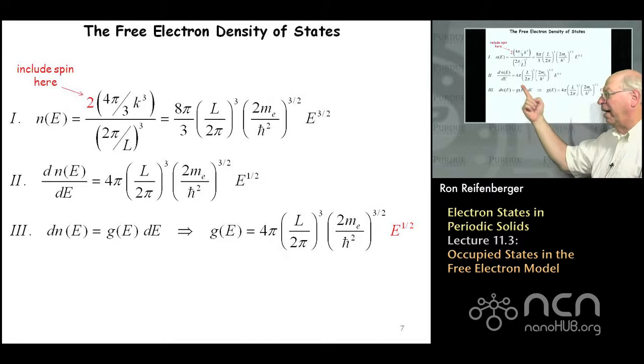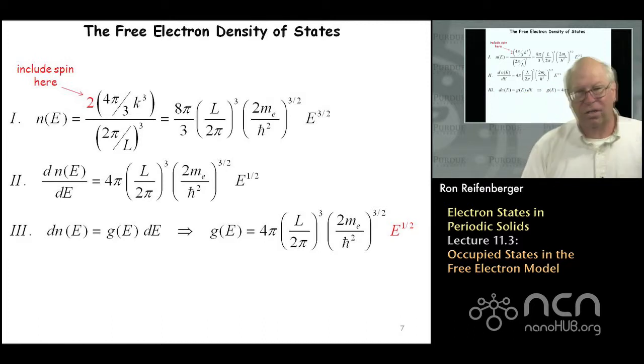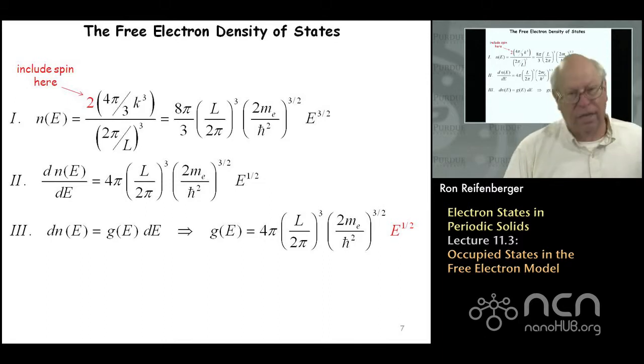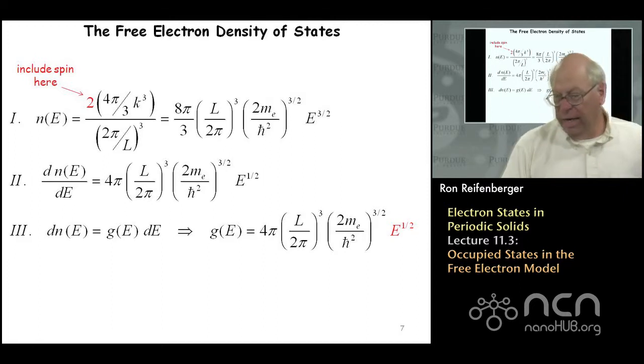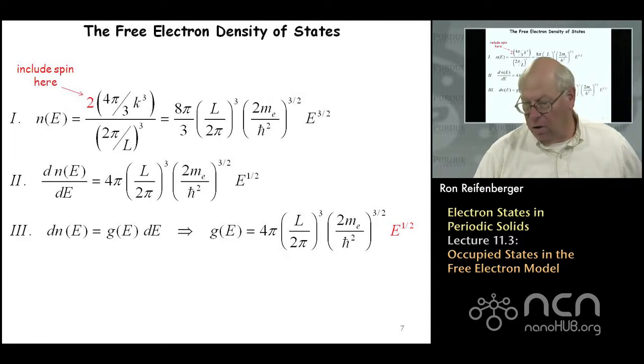And by just direct examination, we now have an explicit expression for the density of states for free electrons in a three-dimensional metal, right? And this functional dependence of G is a square root of E functional dependence. So that's an important result.